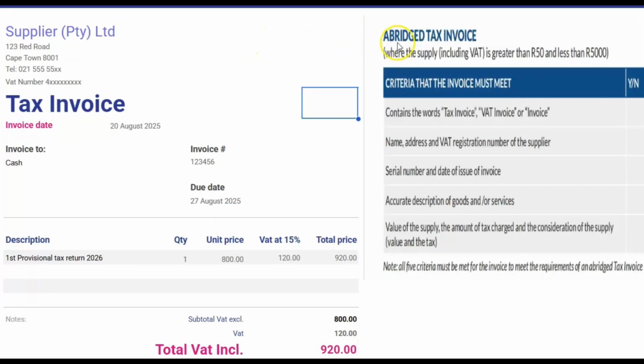Okay, so let's have a look at an abridged tax invoice. That's where the supply including VAT is greater than 50 Rand but less than 5,000 Rand. There are 2 fewer requirements than a full tax invoice. You'll remember the name, the address and the VAT registration number of the customer or recipient had to appear on the full tax invoice. It's not needed for an abridged tax invoice. It can simply state cash. And then the quantity or the volume also doesn't have to appear on an abridged tax invoice.